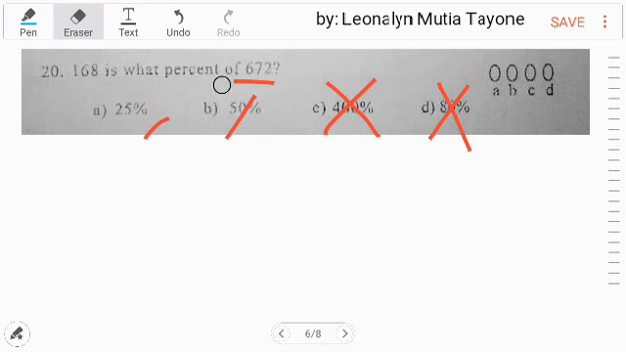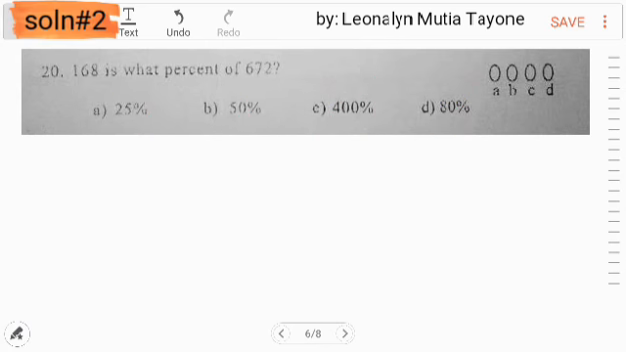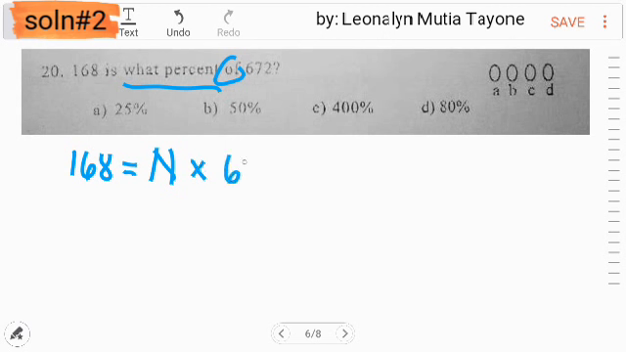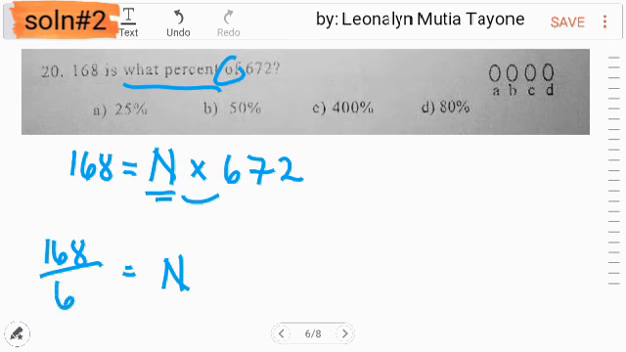Now, let's do our solution number 2 para mas klaro sa inyo. Let's copy 168. Ang is ay equal sign yan siya. Then, let n be that number na i-multiply pa natin ng 100% para magkaroon siya ng percent sign. Then, ang of multiplication, 672. Para ma-isolate si n dyan, since itong 672 ay pang-multiply siya dyan, pang-divide siya sa kabila, bali, si n ma-isolate na 168 divided by 672.